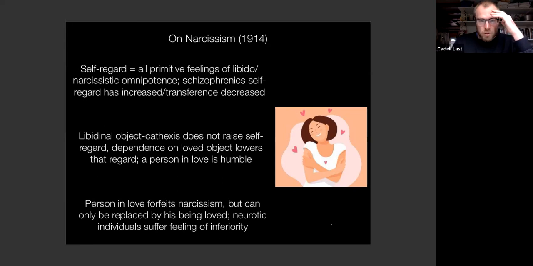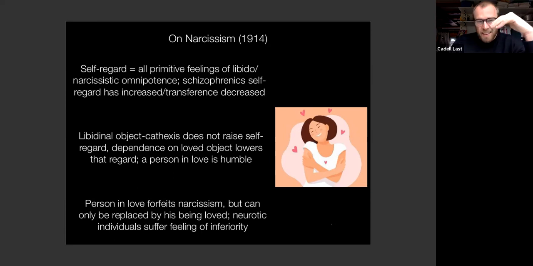Now, for the person who develops the transference neuroses, you have the libidinal object concentration, which does not raise one's self-regard, basically because all of the libido is put onto the loved object. And he says that a person in love is humble.